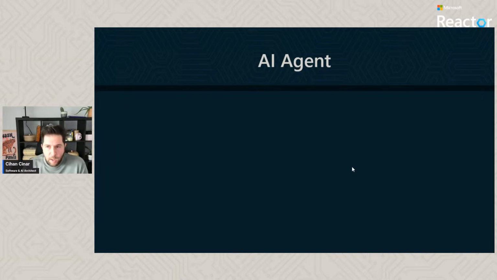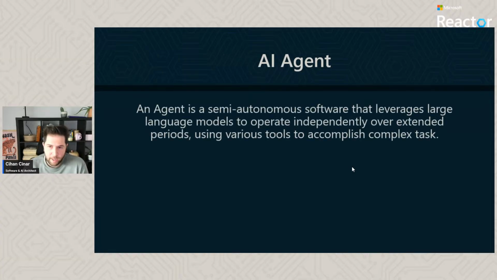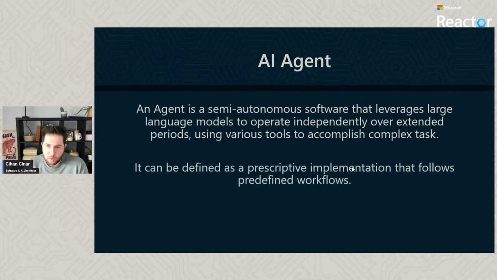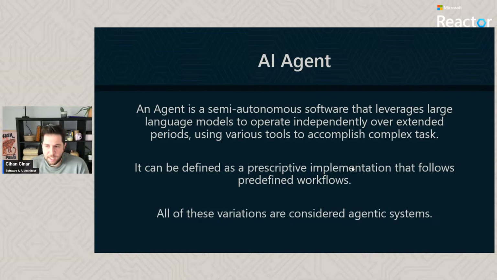Now we have our workflow working well. We want to go a bit further and try to develop our AI agent and to have autonomous work. So what's an AI agent? It's a semi-autonomous software that leverages a large language model to operate independently and accomplish complex tasks. The most important part is the way to do some action autonomously and to be able to route, to do some predefined task or workflow. We can work on it, and all of these variations are considered agentic systems.